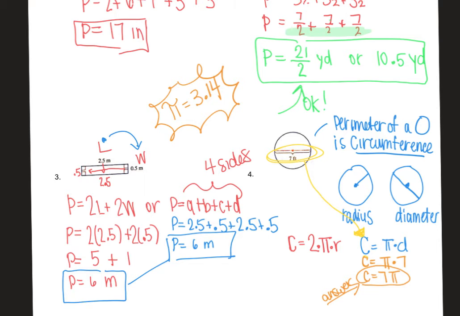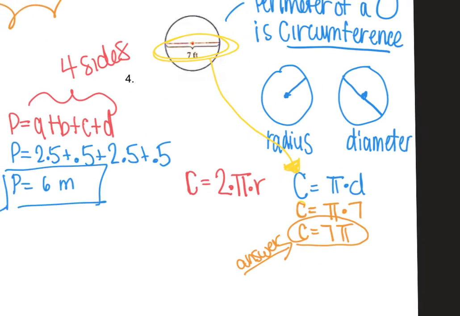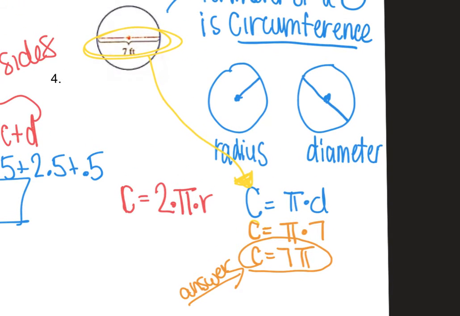Or you can substitute that in, and I know I'm kind of running out of space here, okay? You can say this is the same as saying C equals 7 times 3.14. And then you can do that calculation. I don't have my calculator right in front of me. I'm going to pause and grab it. All right, I'm back.